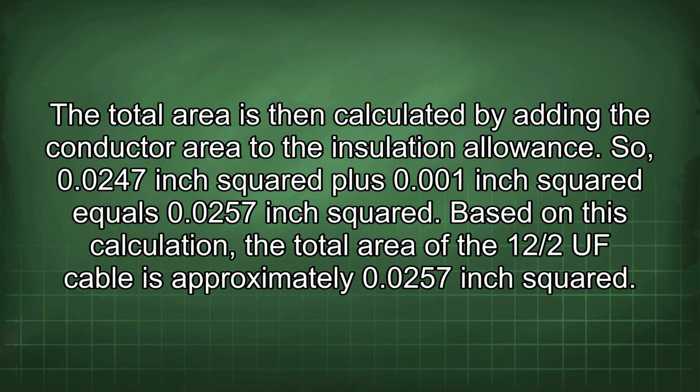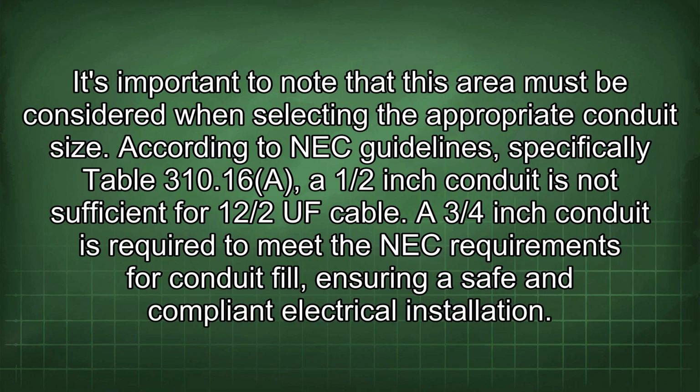So 0.247 inch squared plus 0.1 inch squared equals 0.257 inch squared. Based on this calculation, the total area of the 12/2 UF cable is approximately 0.257 inch squared. It's important to note that this area must be considered when selecting the appropriate conduit size.